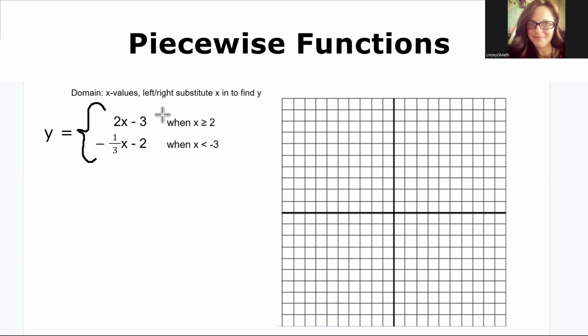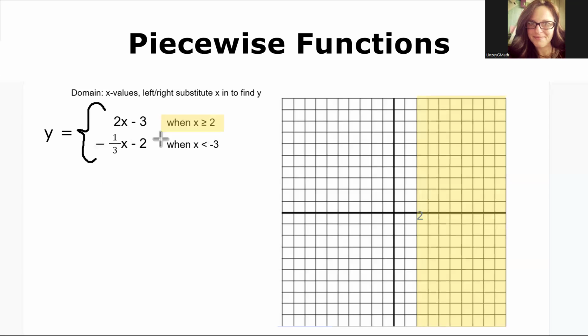Let's take a look at the first piece. We'll use the first piece when x is greater than or equal to 2. Here is x is 2. When x is greater than or equal to 2, there we go, that's that part of the graph.